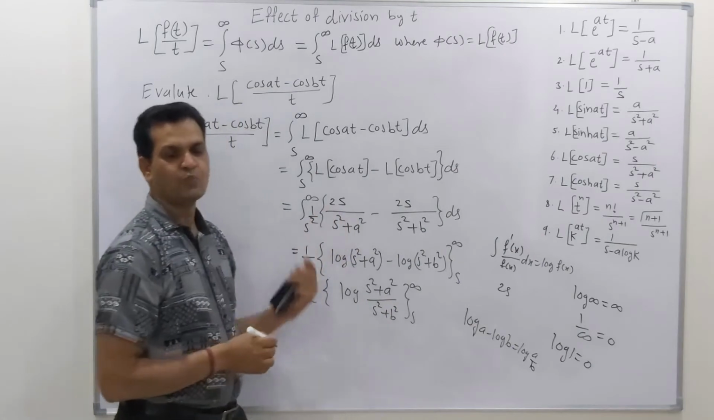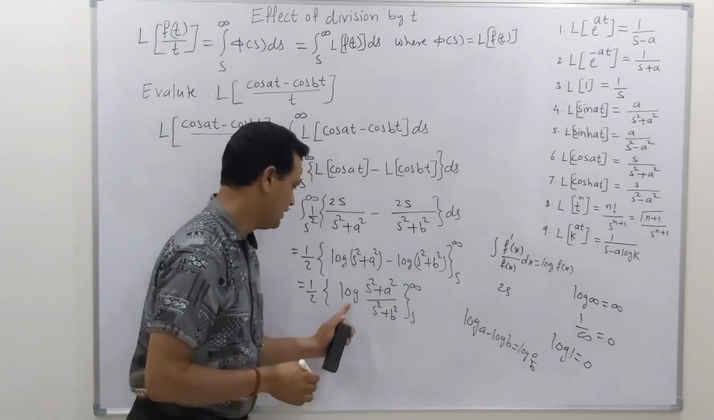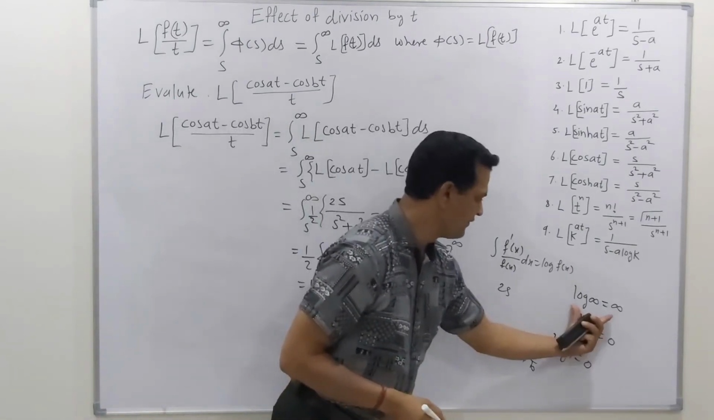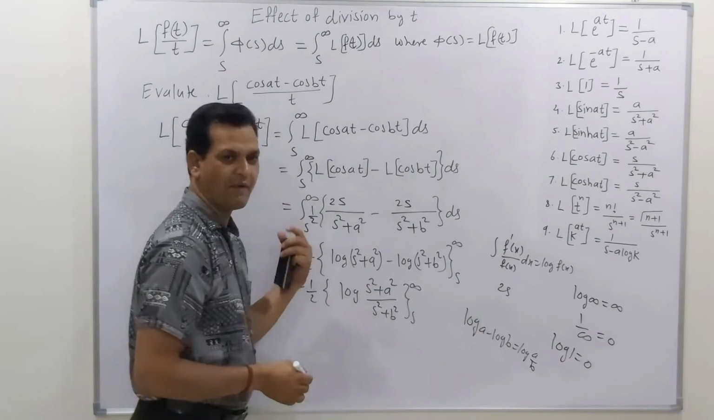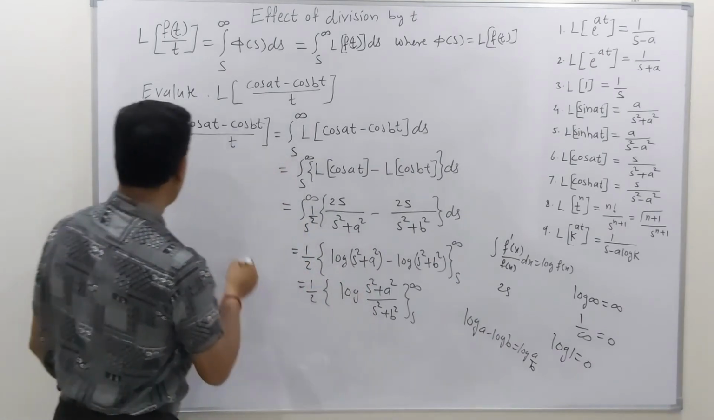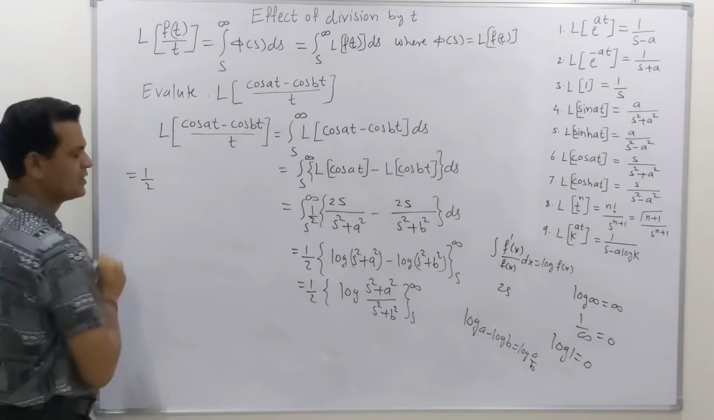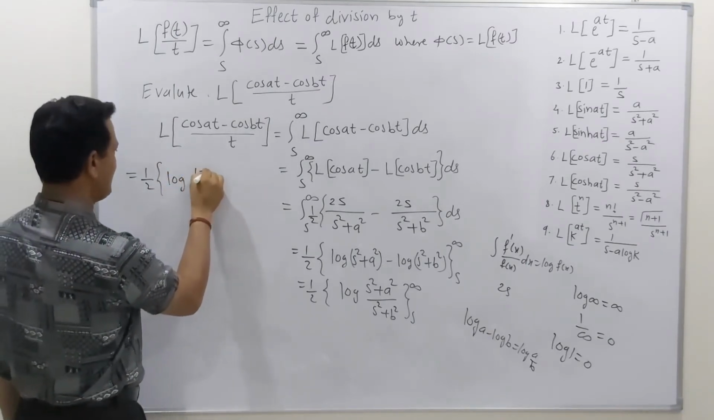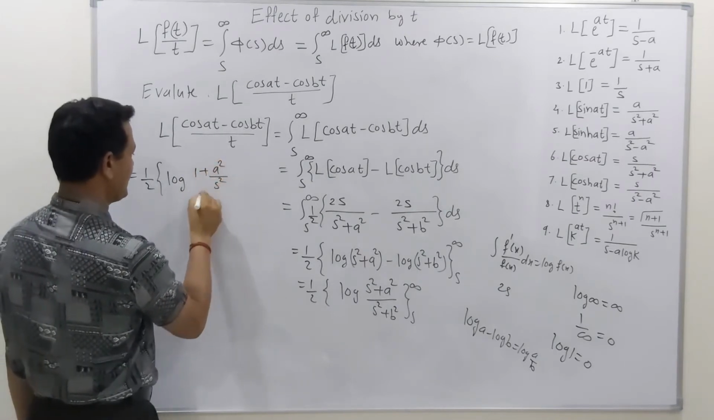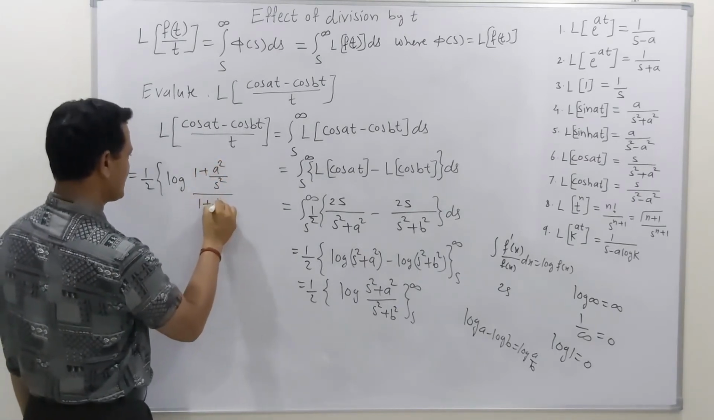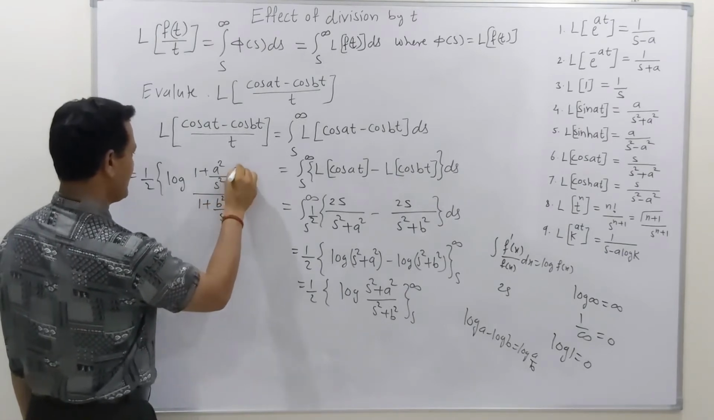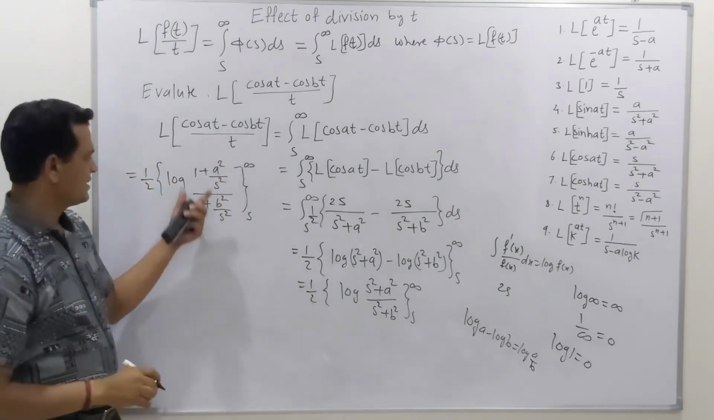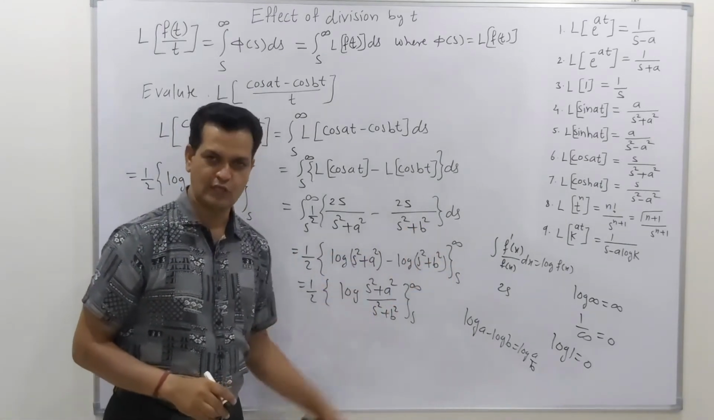But if we put the value of the upper limit, the upper limit is infinity. We get log of infinity after putting s as infinity, and log of infinity is infinity. So to avoid the infinity term, adjust the denominator in this way. So this is 1 upon 2, then log of 1 plus a square upon s square divided by 1 plus b square upon s square, with limit s to infinity. We adjust this term to avoid the log of infinity equal to infinity term.